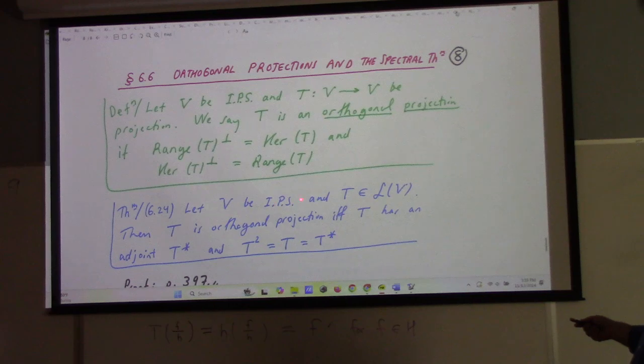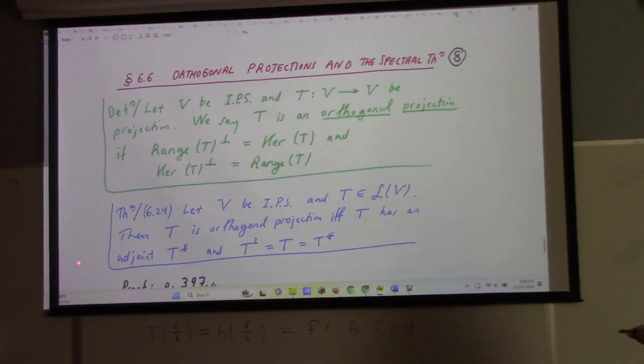If you have an inner product space linear transformation, then T is an orthogonal projection if and only if T has an adjoint and T squared is equal to T star. So it's self-adjoint and it's equal to its square. This is an infinite dimensional theorem. How do I know that? Logically, can you guys tell me why this must be an infinite dimensional theorem? Let me ask a question a different way. Would I need to assume that T has an adjoint if we were in finite dimensions?